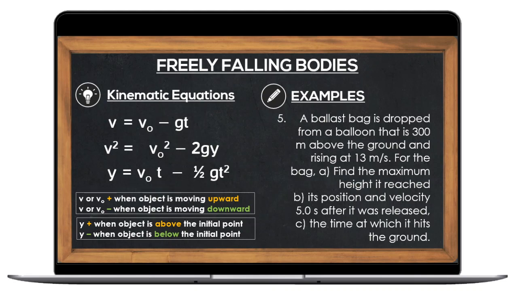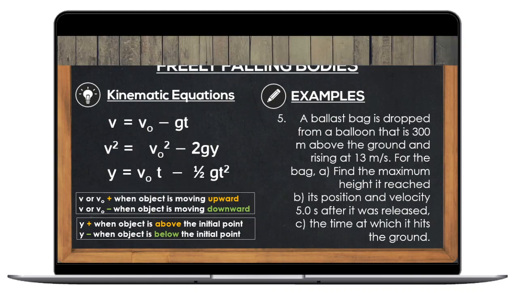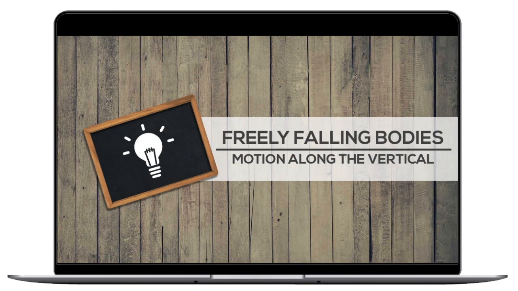Okay? So, this is for our topic, which is freely falling bodies. So, it is the motion along the vertical. Okay? So, that's it for our topic, the freely falling bodies, or the motion along the vertical.